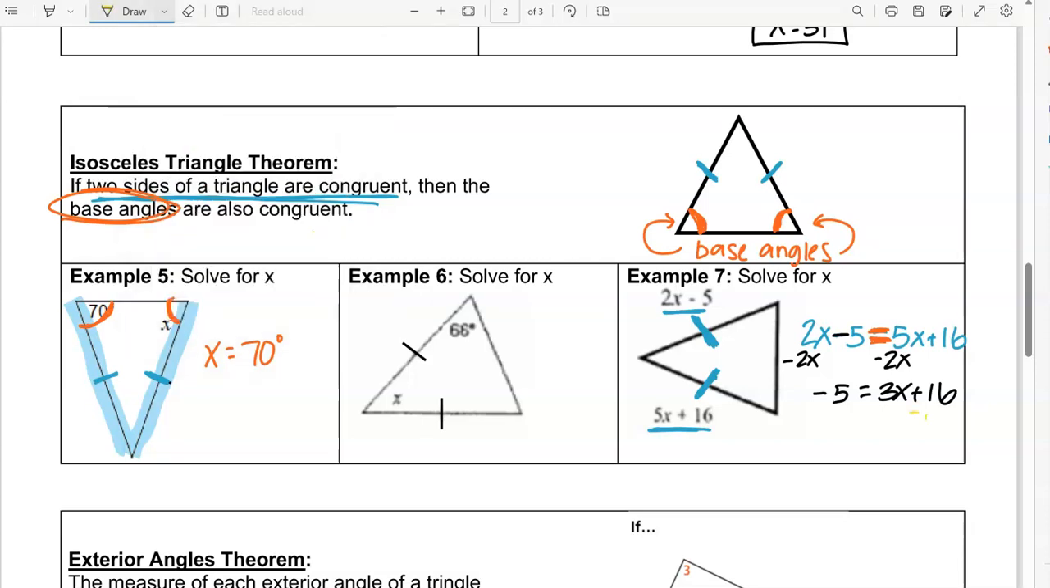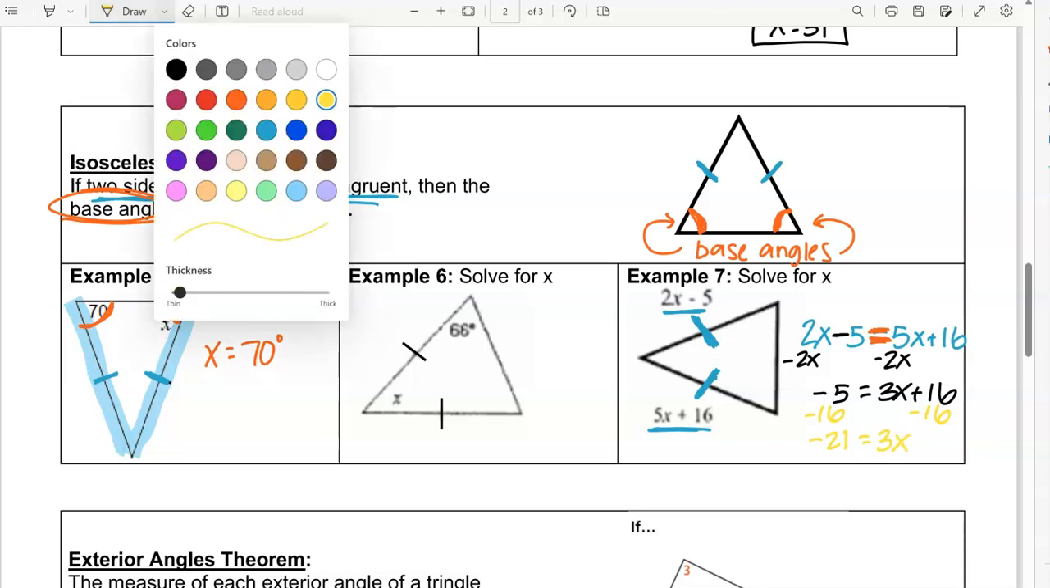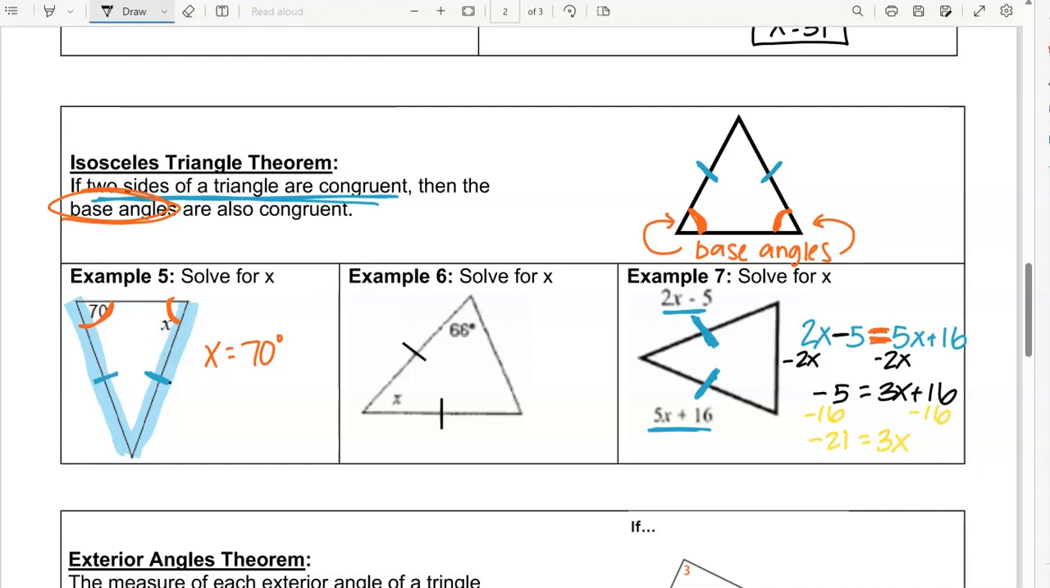Then I'm going to subtract my 16. That gives negative 5 minus 16 gives us a negative 21 equals 3x. And then we can just divide by 3, and so we get that negative 7 equals x. Again, it is okay that that is a negative sign.